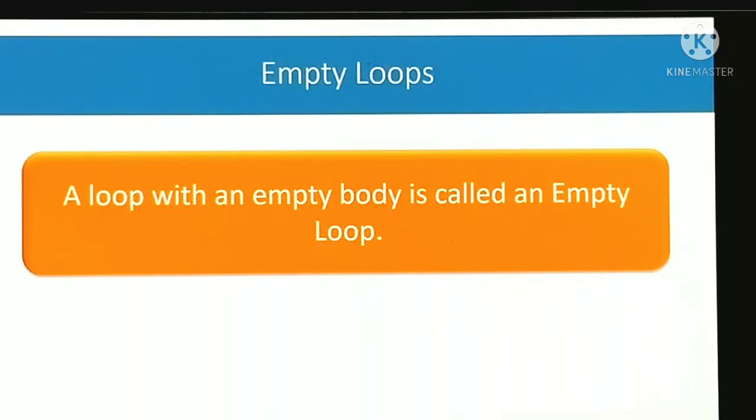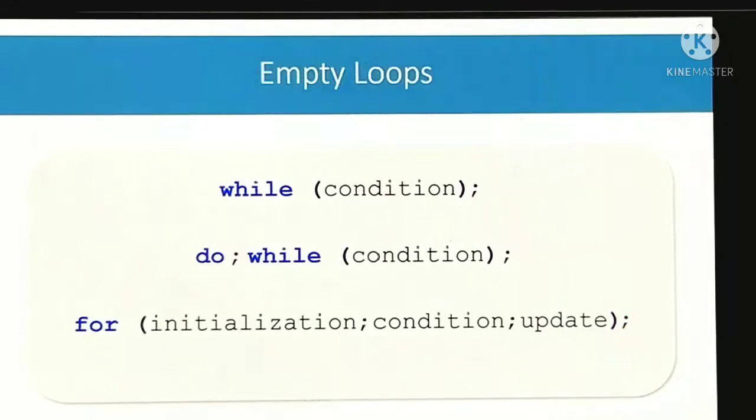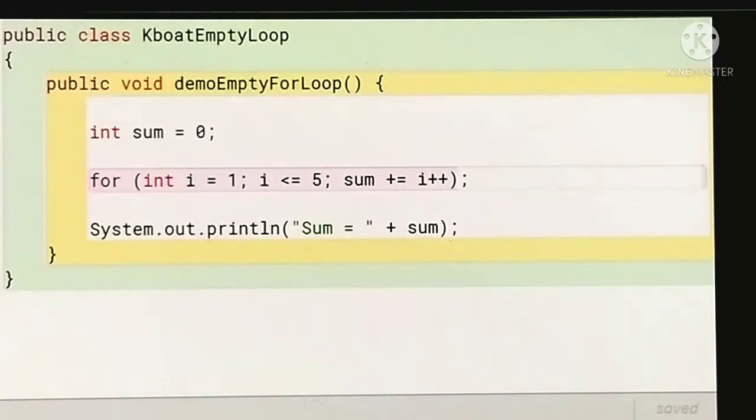empty loop. A loop with an empty body is called an empty loop. If you write the loop and in the block statement you write nothing, or just write while condition semicolon, do semicolon while condition, for initial condition, update, whatever your syntax is, and you just put a semicolon after that, that means you are not going to write any statement in it. So the loop in which the body part is missing is called an empty loop or null loop.